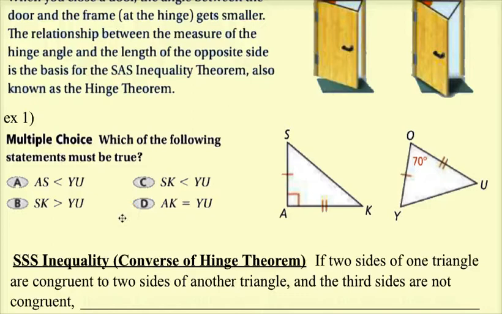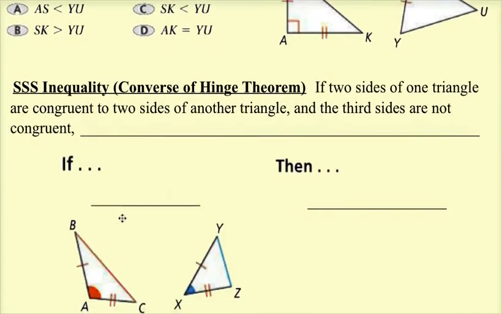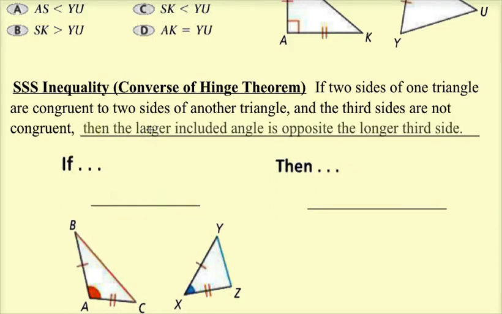Okay, now the side-side-side inequality, this is the converse of the hinge theorem. If I have two sides of one triangle congruent to two sides of another triangle, and the third sides are not congruent, then the larger included angle is opposite the longer third side. So the third sides are not congruent. The larger included angle will be opposite the longer third side.